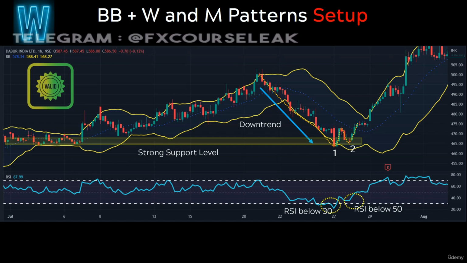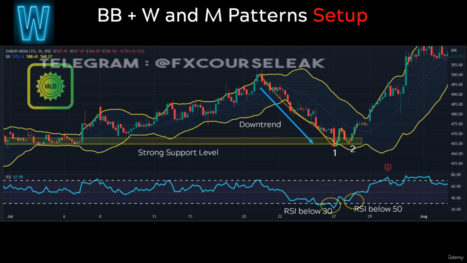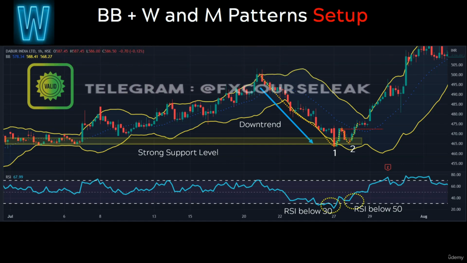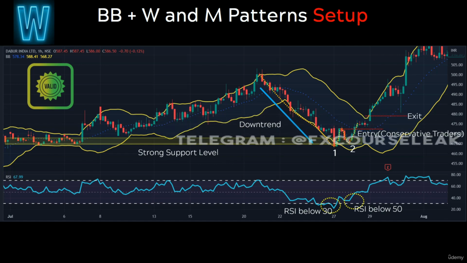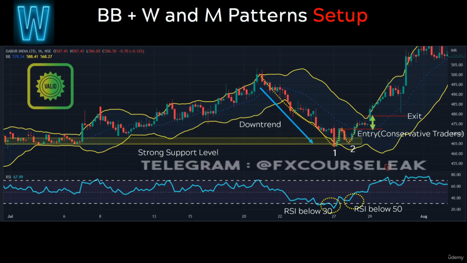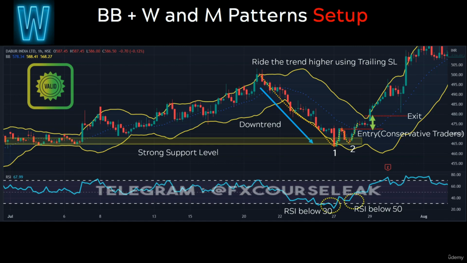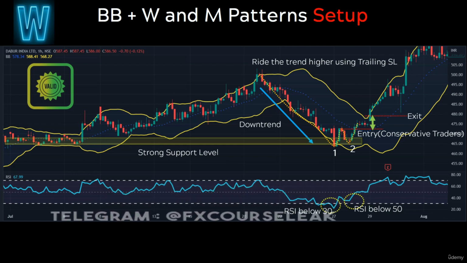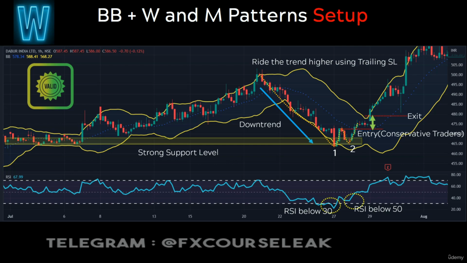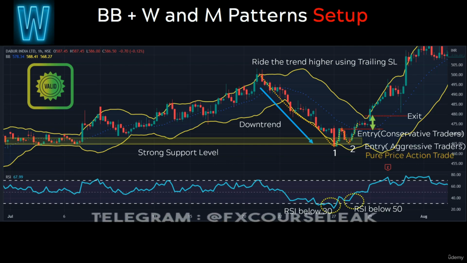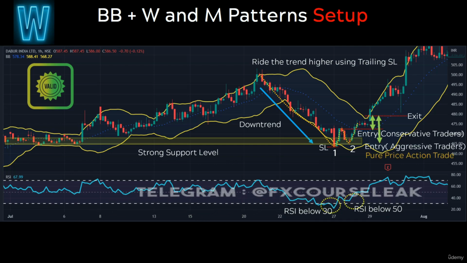Finally, as a conservative trader, we take our entry here at the neckline breakout. But if we are an aggressive trader, then we could have taken our entry at this long green candle, which shows a strong bounce from the support area. We will exit once the price touches this upper band, that is here. The fixed stop loss will be at this first low, but you can even trail your stop loss.